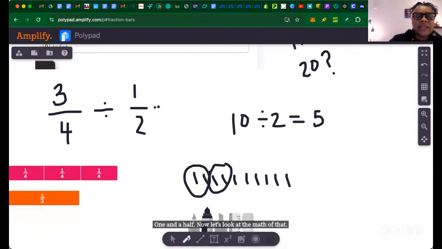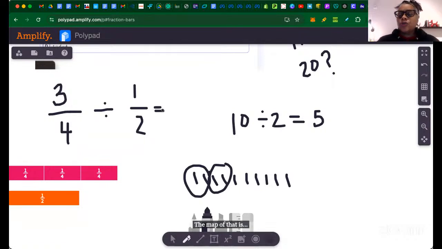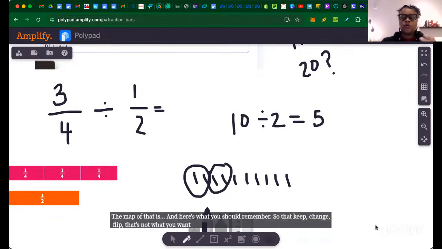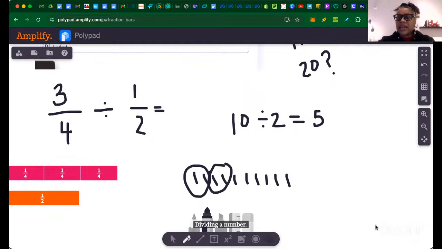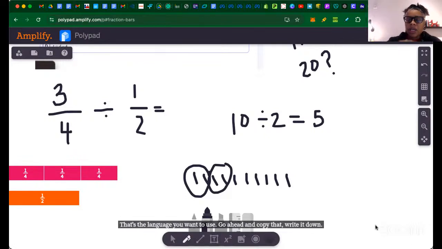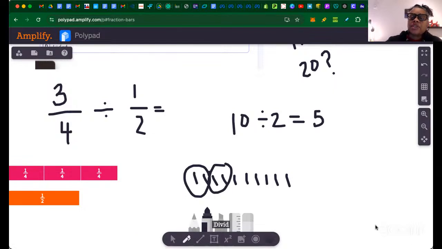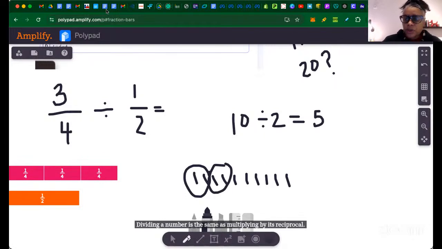Now, let's look at the math of that. Here's what you should remember. That keep, change, flip, that's not what you want to use. Let me type in the chat what you want to say. Dividing a number is the same as multiplying by its reciprocal. That's the language you want to use. Go ahead and copy that, write it down. Dividing a number is the same as multiplying by its reciprocal. You can screenshot it, take a picture, what have you. Here's what I mean by that.